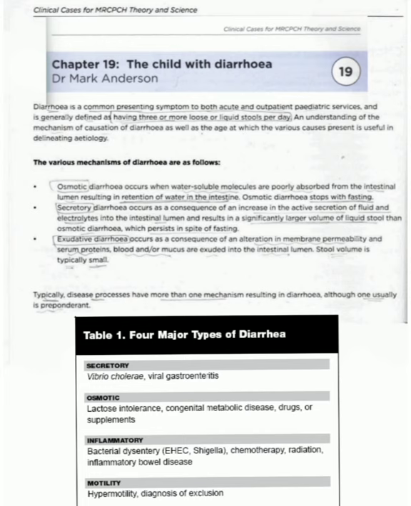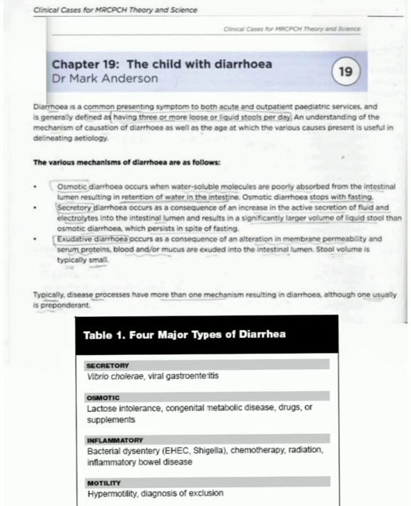So why does secretory diarrhea occur? They are telling that it is a consequence of an increase in the active secretion of fluid, and in secretory diarrhea there is a significantly large volume of liquid stool and it persists in spite of fasting. An example of secretory diarrhea in the box, first line: Vibrio cholerae and viral gastroenteritis. There is a significantly larger volume of liquid stool present and it presents on fasting.